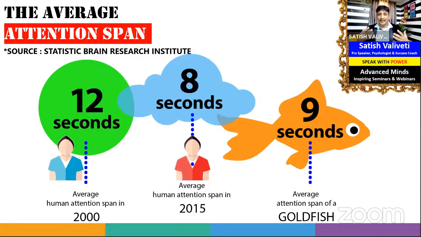Why, friends? Please understand why it's important that you don't read everything while you keep talking. Look at the average attention span, friends. As per the statistics of Brain Research Institute, in the year 2000, our average attention span was only 12 seconds. And in 2015, it has dropped down to 8 seconds. The goldfish span is 9 seconds. You know the goldfish?